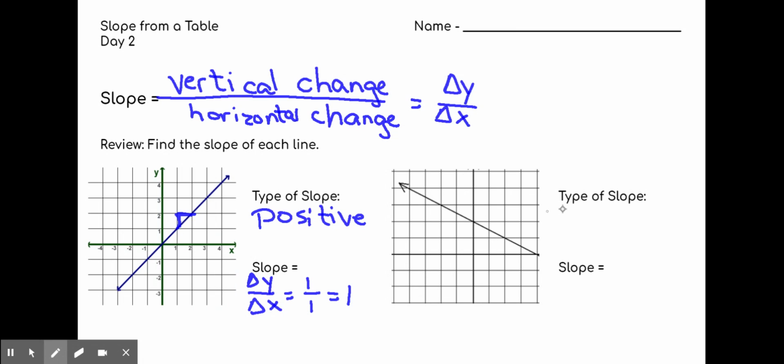Okay, so here's the second one. Tell me the type of slope, positive, negative, 0, or undefined, and then find the slope. Pause the video now and complete this problem.